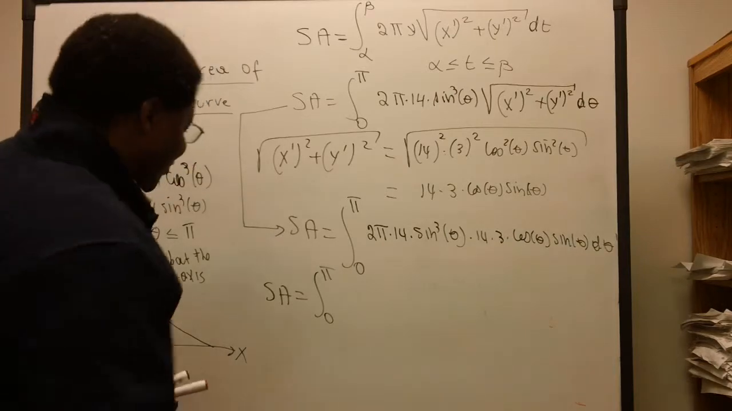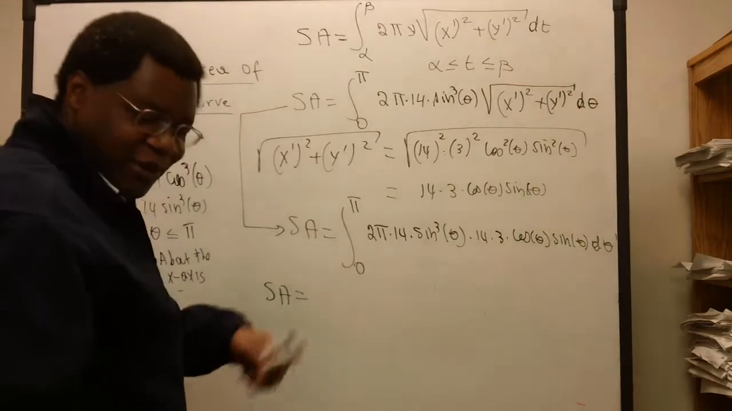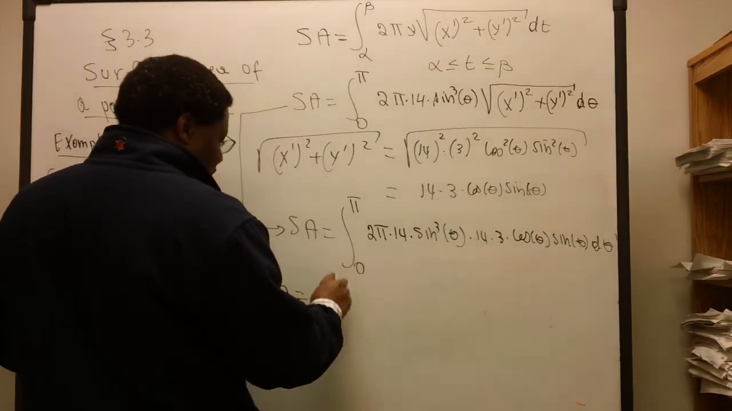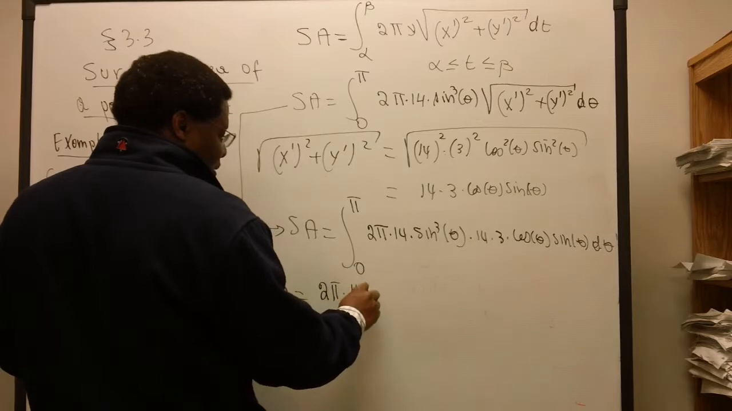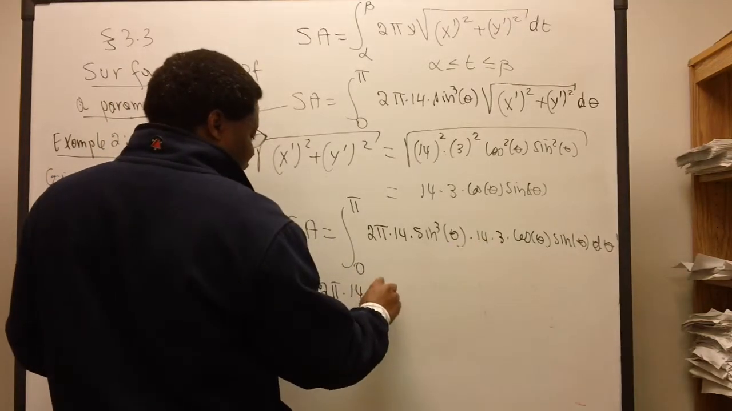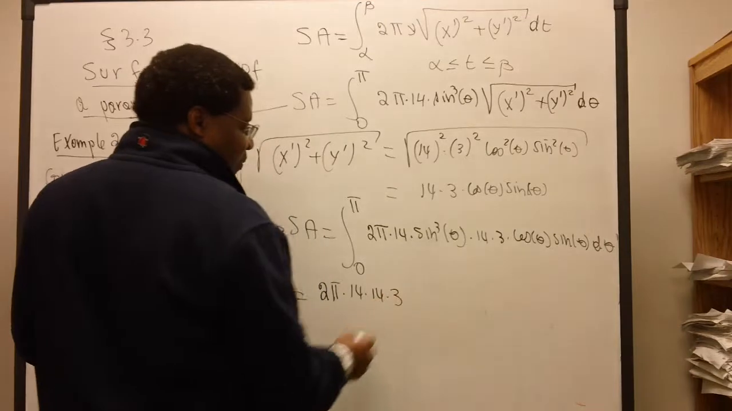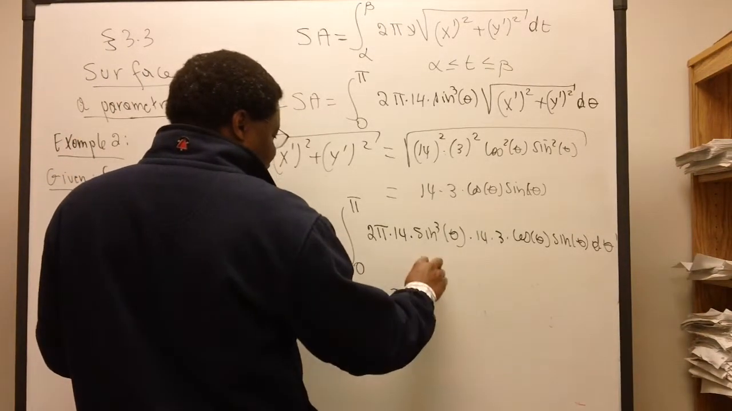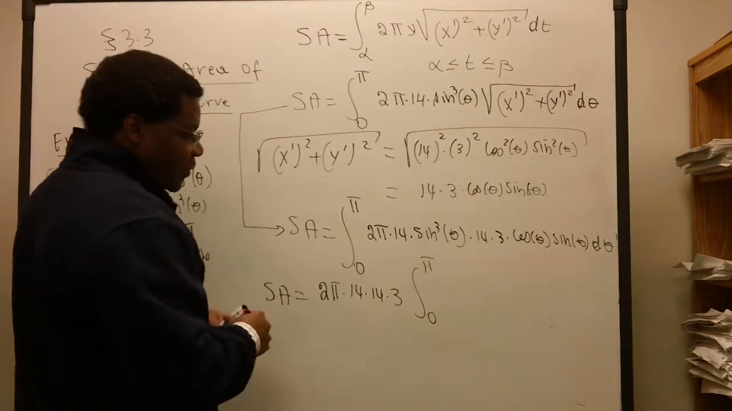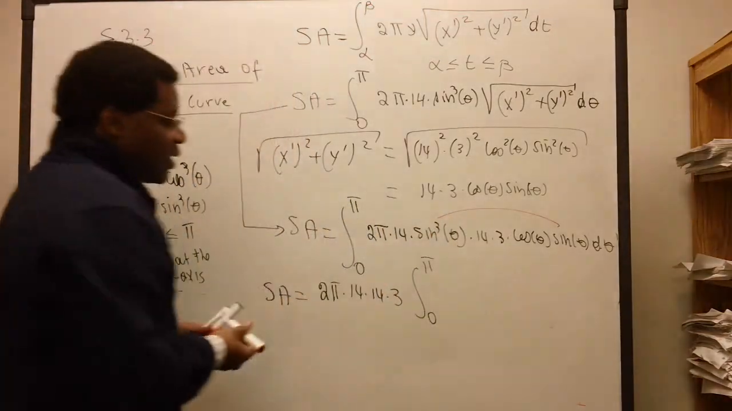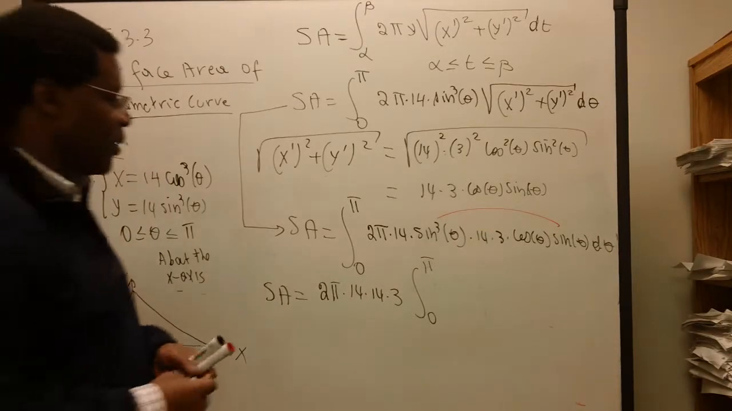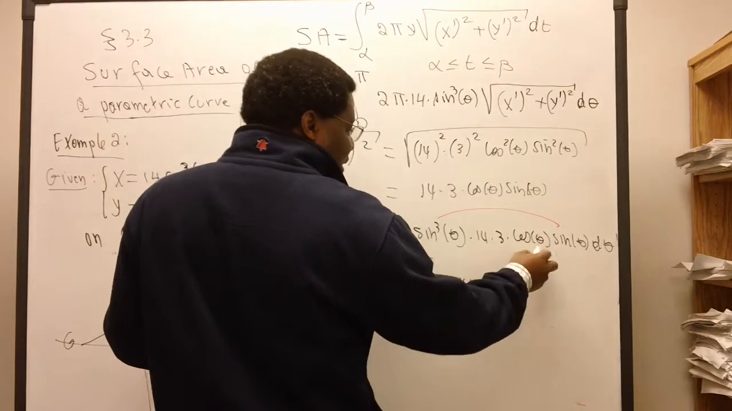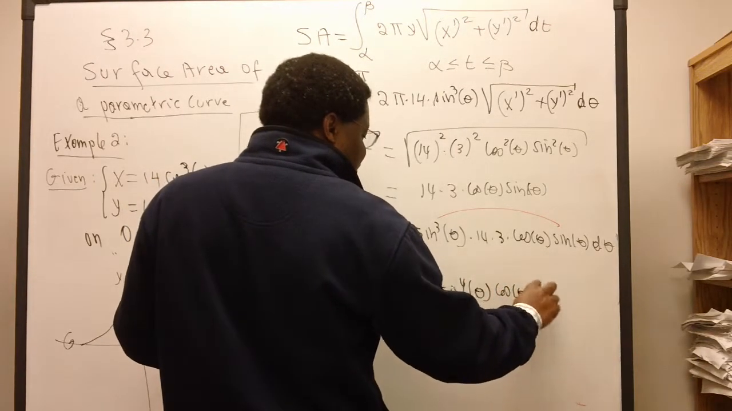So the first thing to do is to bring all the constants outside of the integral. So I have a 2 pi times 14 and then times 14 again, and then times 3. So all those constants outside of the integral sign, and then I can integrate whatever is remaining. Now notice that here I have sine and sine cubed, so I can combine them as sine to the 4, and then cosine theta and d theta.